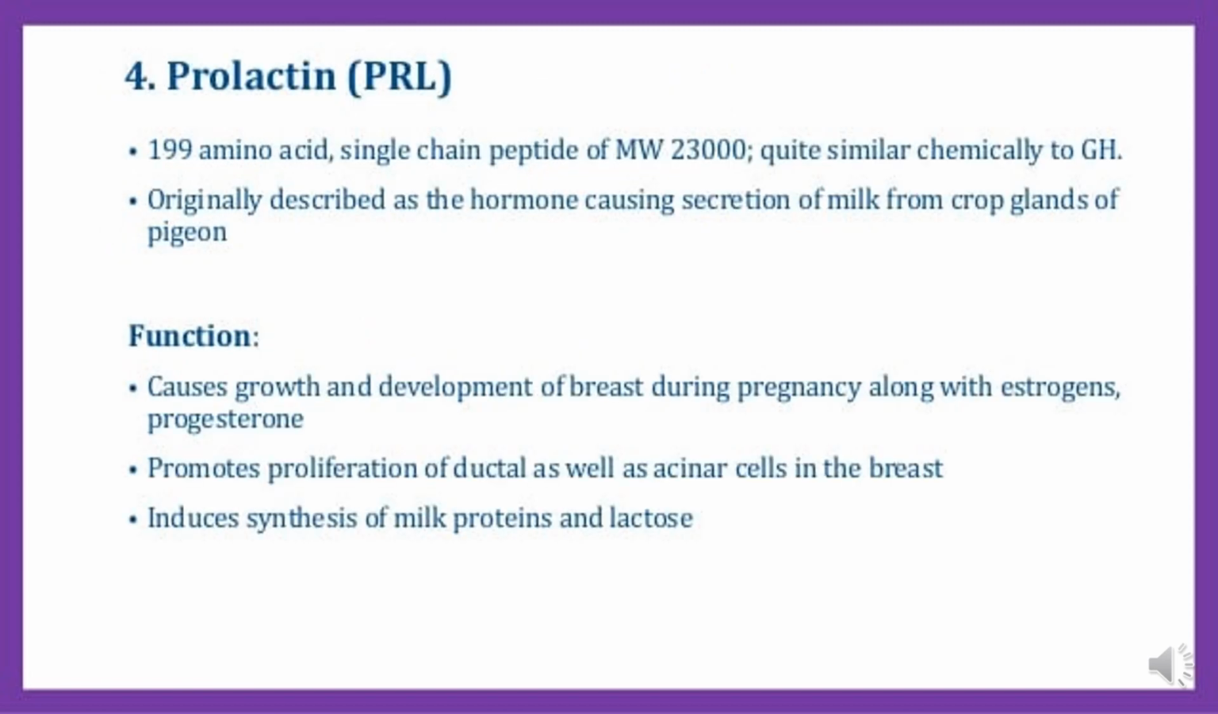Prolactin is the fourth hormone. It is a 199 amino acid containing single peptide hormone. Its function is to cause growth and development of the breast during pregnancy along with estrogen and progesterone. It promotes the proliferation of ductal as well as acinar cells in the breast. It induces synthesis of milk proteins and lactose.